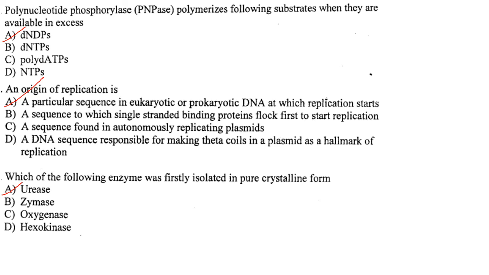Polynucleotide phosphorylase (PNPase) polymerizes the following substrates when they are available in excess. So it is NDPs, nucleoside diphosphates. An origin of replication is a particular sequence in eukaryotic or prokaryotic DNA at which replication starts. Answer is option A. Then which of the following enzymes was first isolated in pure crystalline form?